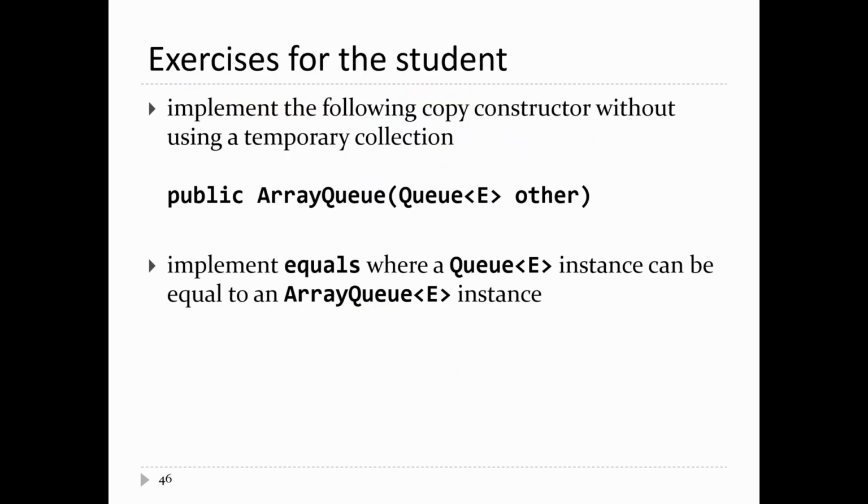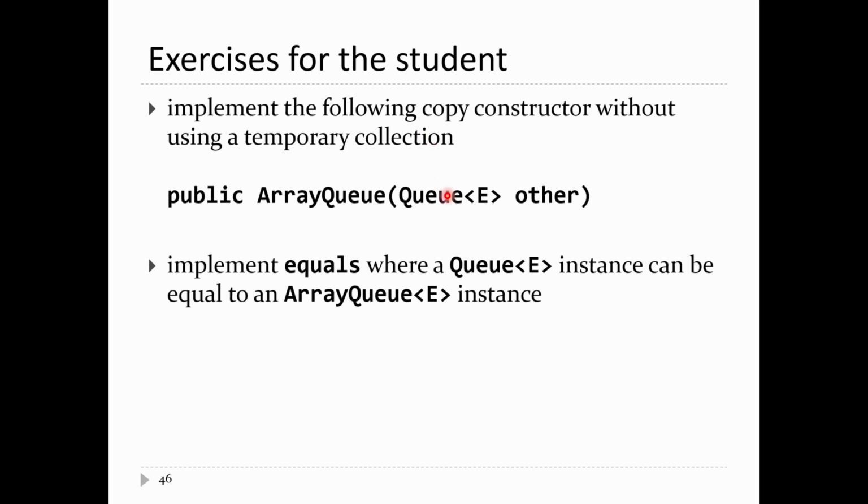You could add a bunch of other methods or constructors to this class. So toString would be a natural one to add. Equals would be natural. Here's a copy constructor, but it's not like one we've seen before. You can add a copy constructor to ArrayQueue that doesn't copy another ArrayQueue. Instead, it can copy any queue. So without knowing how other is implemented, I claim you can implement this copy constructor. Similarly, without knowing how other is implemented, I claim you can implement equals and test if any ArrayQueue is equal to any other queue.